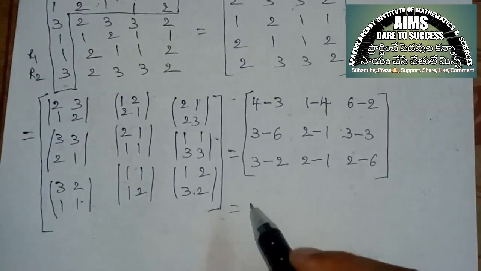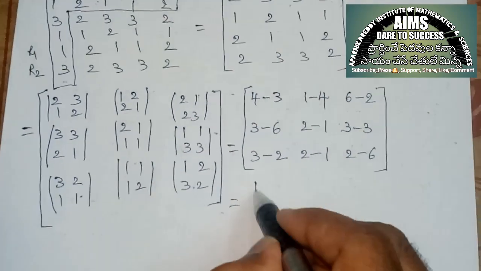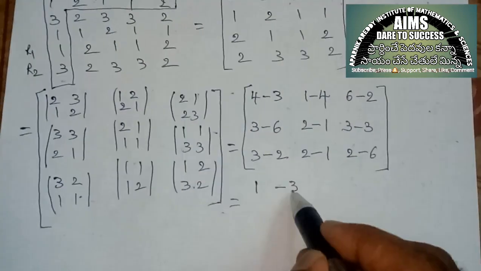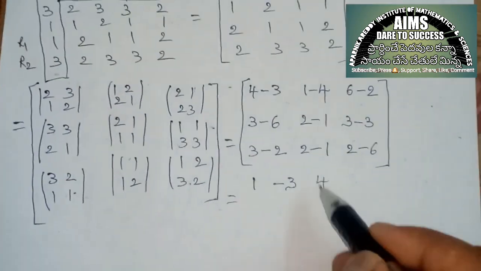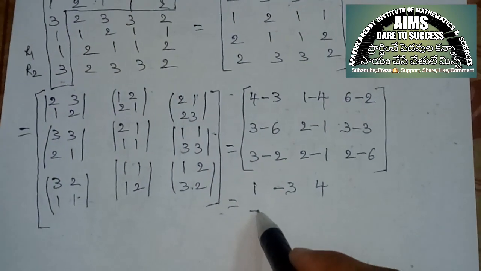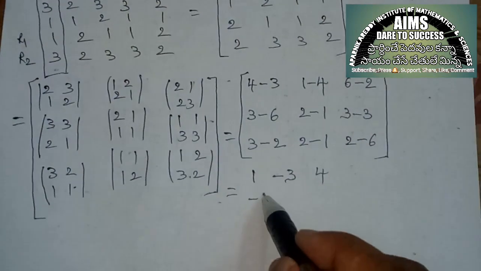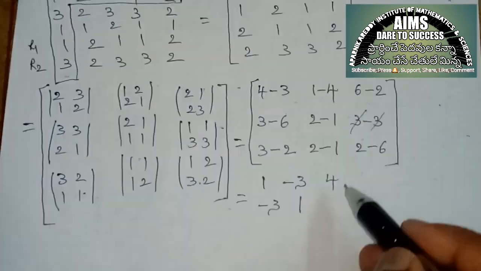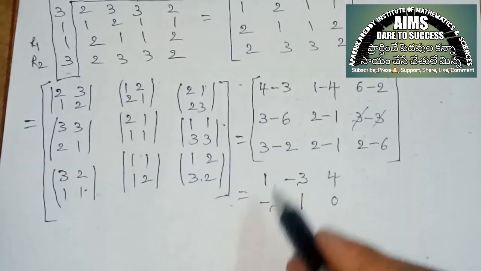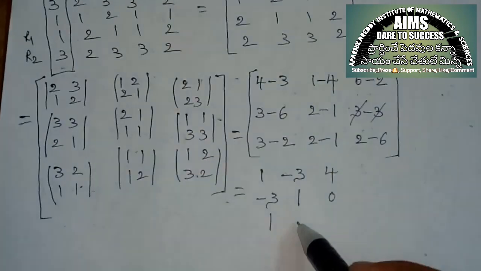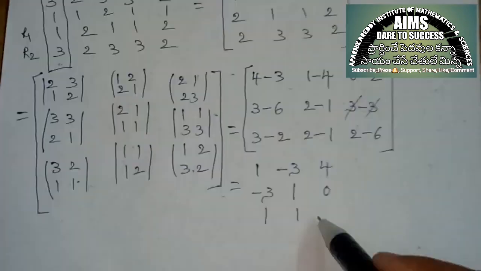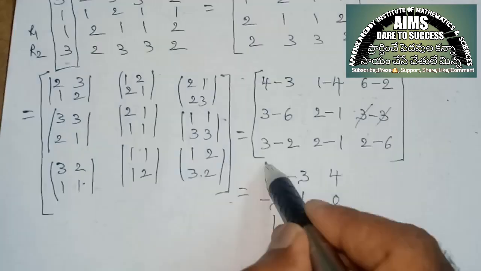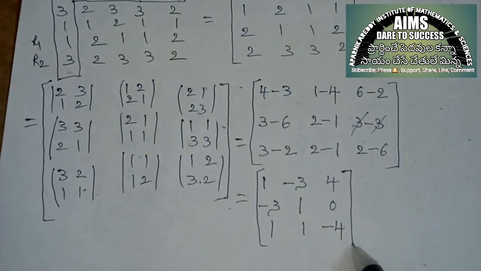Maximum answer completed. My dear friends, 4 minus 3 is 1. 1 minus 4 is minus 3, small number minus big number, negative symbol. 6 minus 2 is 4. 3 minus 6 is minus 3, small number minus big number, negative symbol. 2 minus 1 is 1. Plus 3 minus 3 get cancelled, 0. 3 minus 2 is 1. 2 minus 1 is 1. Small value minus big value, negative symbol. 2 minus 6 is minus 4.